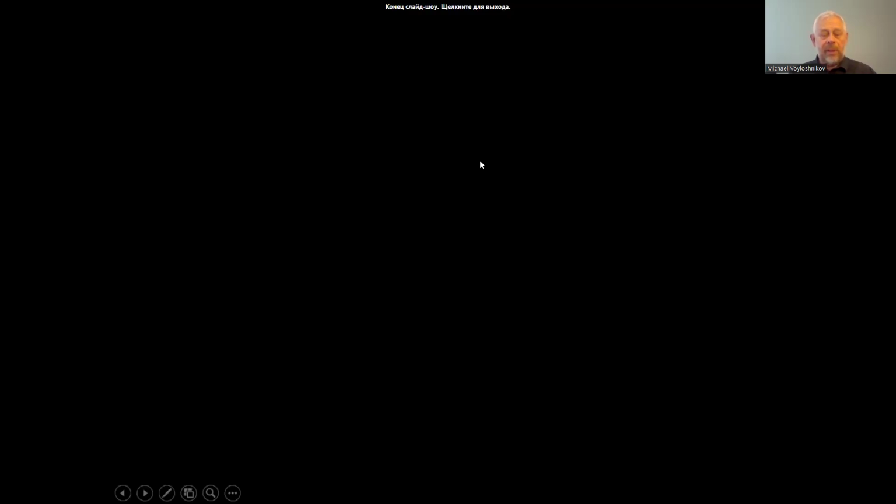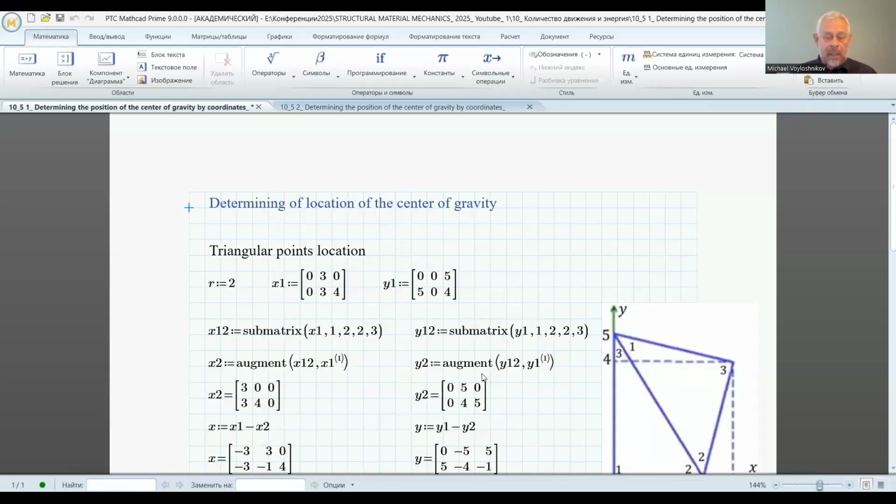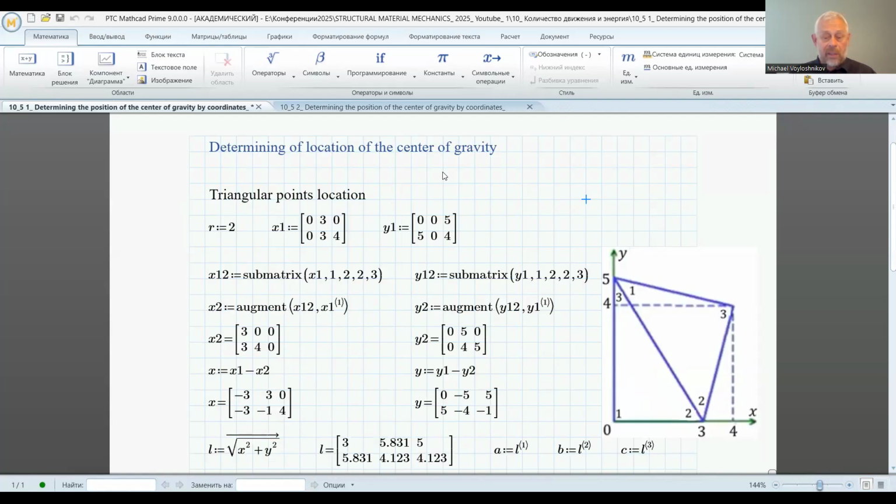And let me show a little bit of the Mathcad file. This is a Mathcad file. How to do that? Determine the location of the center of gravity. Gravity, maybe this could be a weightless figure. It could be just the geometric characteristic, that could be the center of the area. It could be the center of gravity if we have the plate with an even distribution of the mass over the plate. So first we assign that we divided this figure into two triangles.